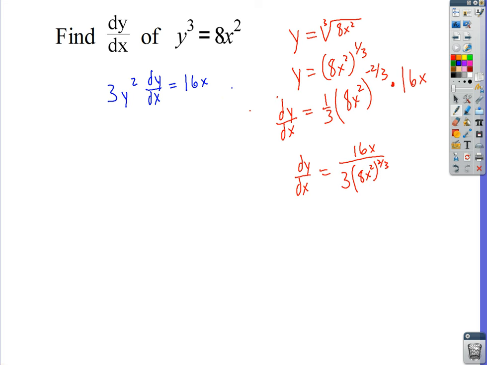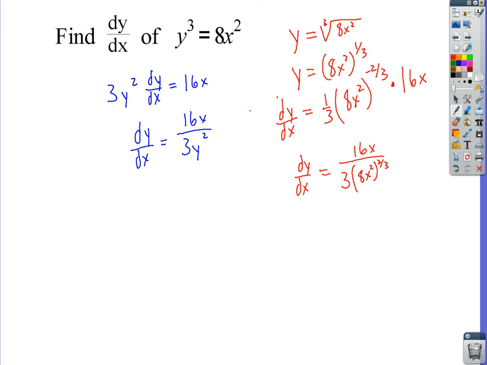Now I want to solve for dy/dx. That's what they want me to do. They want me to find dy/dx, so dy/dx is equal to 16x over 3y squared. And normally when we take the derivative implicitly, which is what we did right here, you might be thinking this is where we would stop. Over here, it was done explicitly.